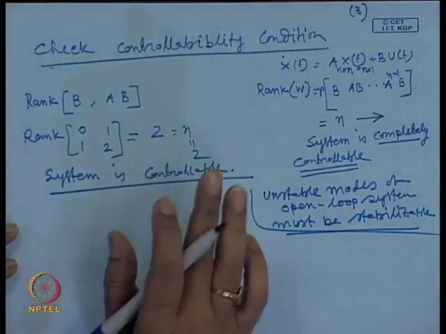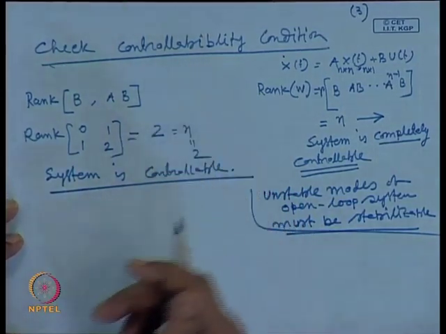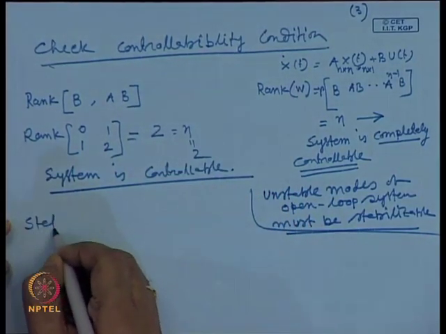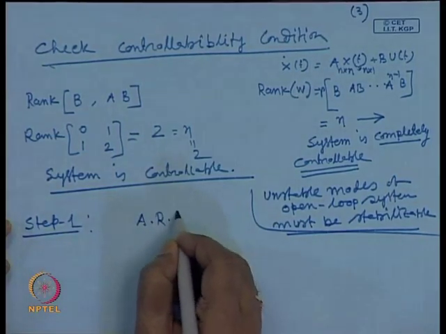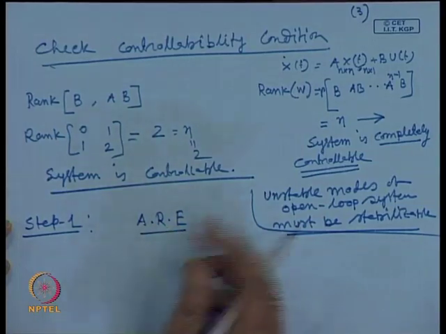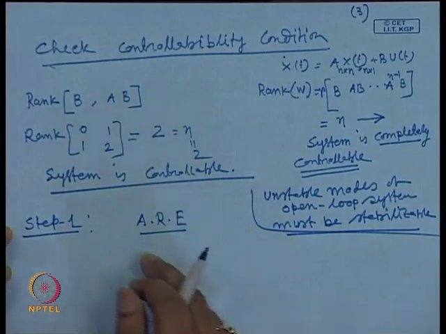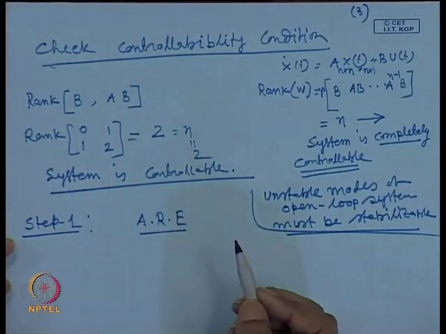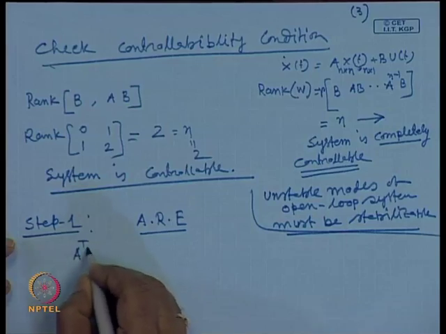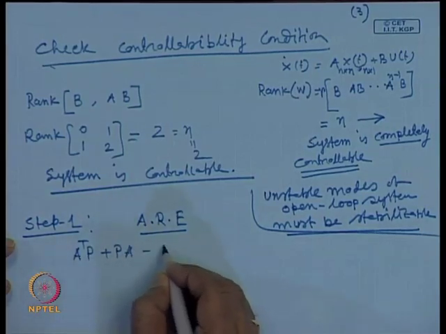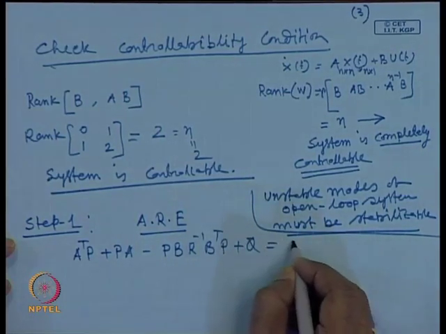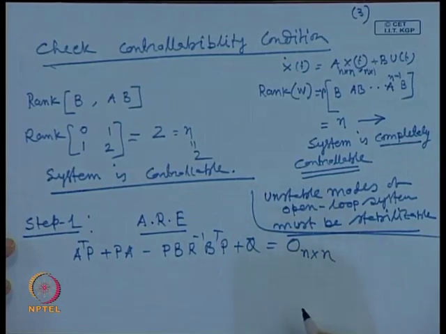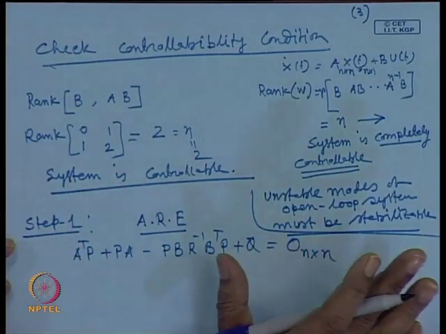So, first you check the controllability test. If it is completely controllable, we can proceed. Then our next step, if you recollect, is to solve the algebraic Riccati equation. Since it is an infinite time regulator, the time in the performance index integral is 0 to infinity. So our equation is A transpose P plus P A minus P B R inverse B transpose P plus Q is equal to 0, a null matrix of dimension n cross n. We know A, B, R, Q. So the only unknown is P, and you have to solve it by some means.